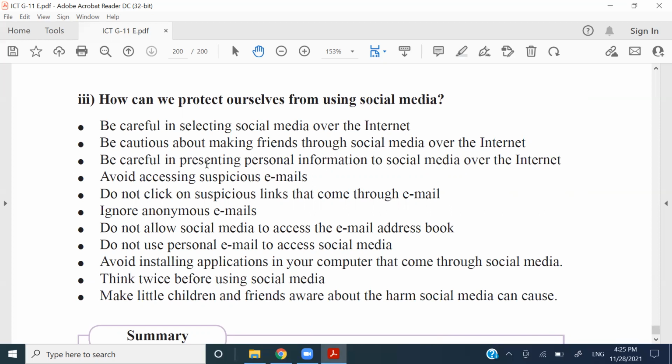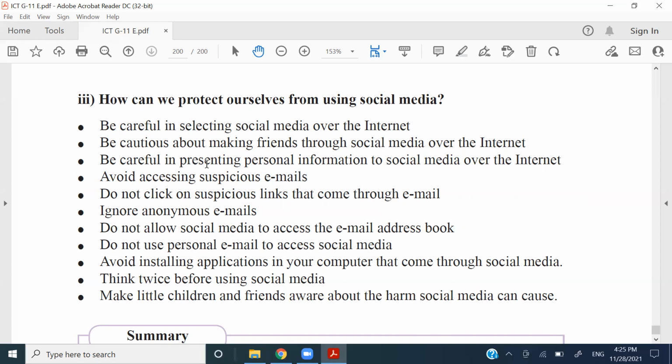So if you are using social media, you have privacy settings to protect your personal information, and disclose all these things only to the people who are trusted around you. Avoid accessing suspicious emails. It can lead to many different things like spam and all these things, right?